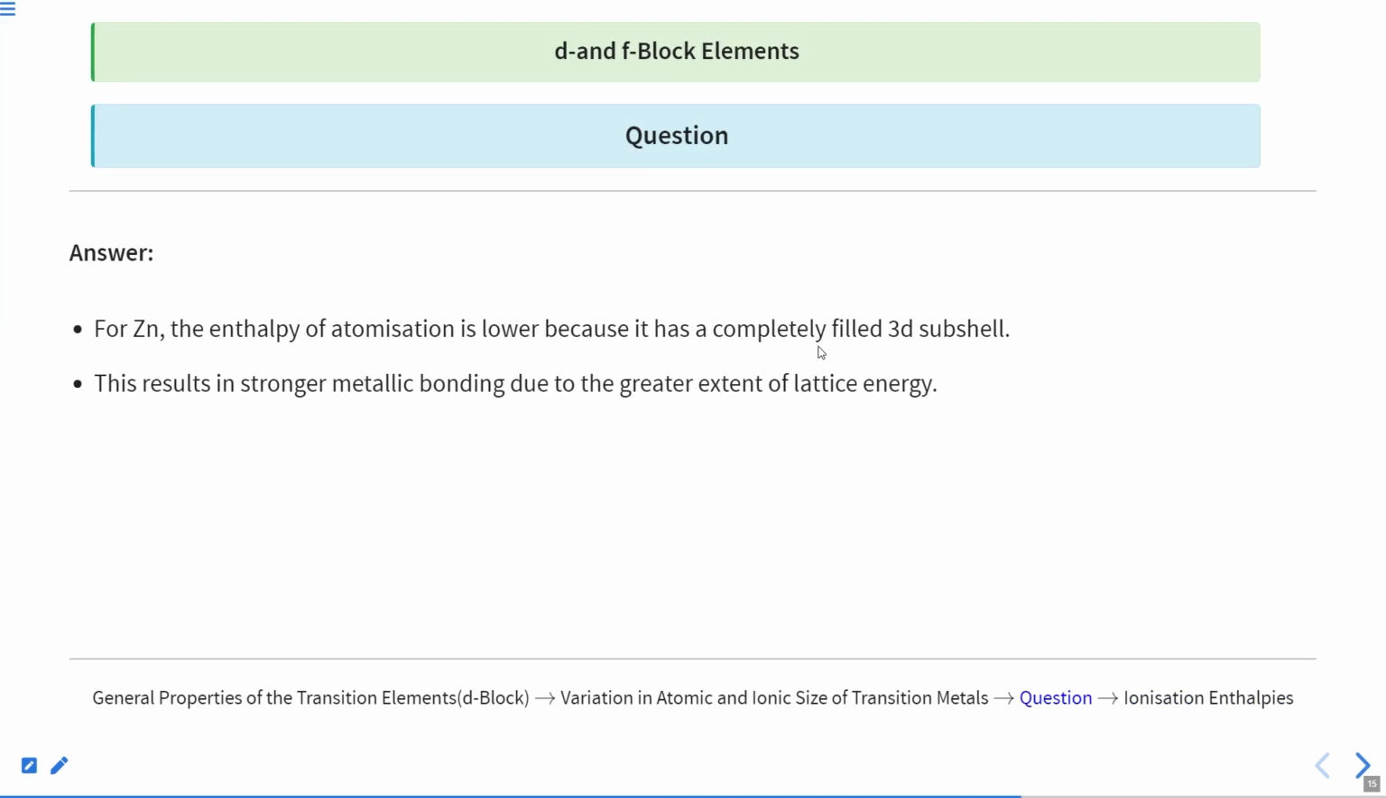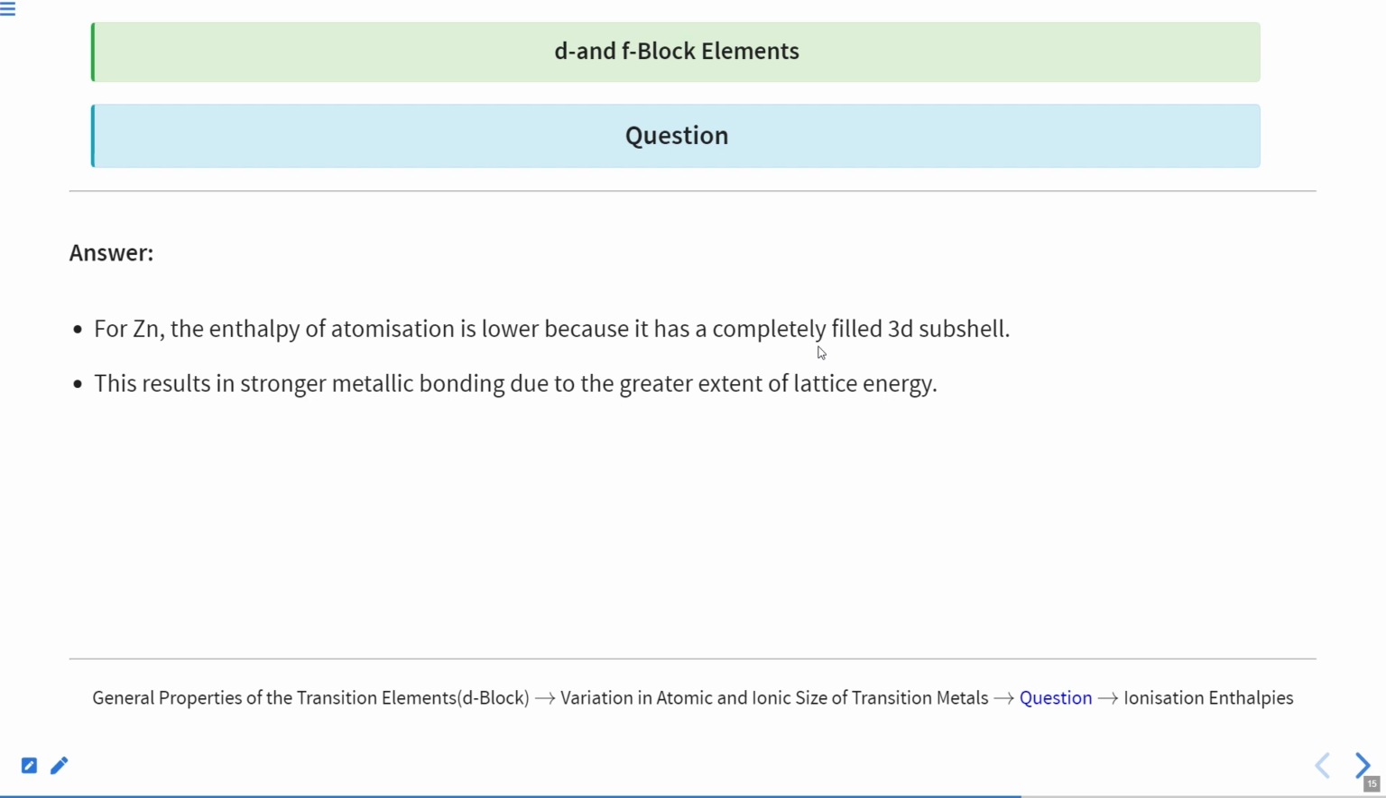So here the same reason is written: for zinc, the enthalpy of atomization is lower because it has a completely filled 3d subshell. It has a completely filled 3d subshell, and that results in weaker, not stronger, metallic bonding, and a lower extent of lattice energy. The second point is wrong, sorry for that. Because it has fewer unpaired electrons, it will have weaker metallic bonding. Okay, got it.